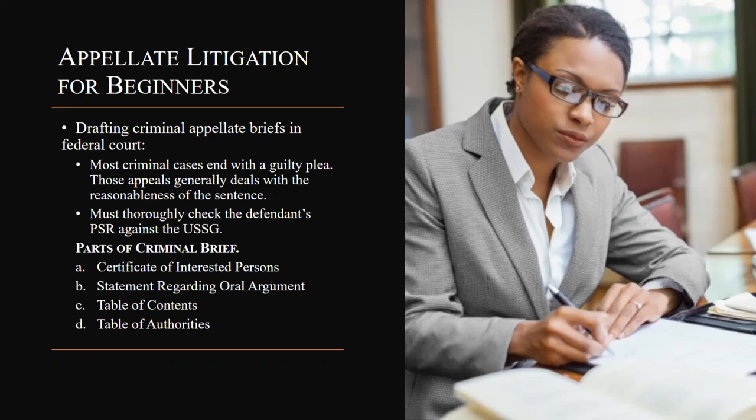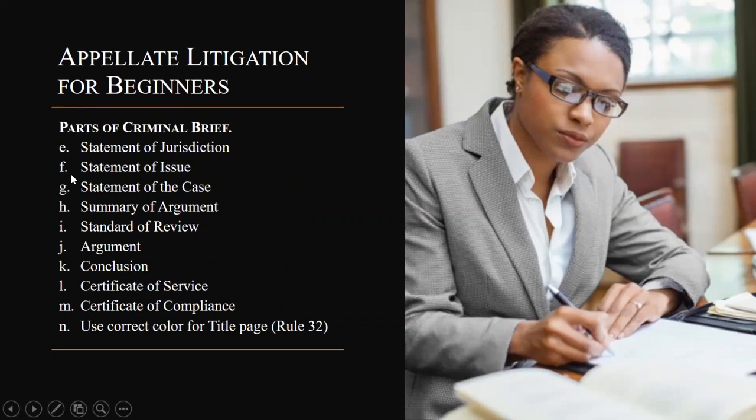Your table of contents, your table of authorities, same as it was for the state. The jurisdiction, same. Issue, statement of case, argument. Now, summary of argument is also included inside of your state brief, and it's included also with your federal brief. And the standard of review is separate from what you would do at the state level. They need to have a particular section in the federal brief that says standard of review.